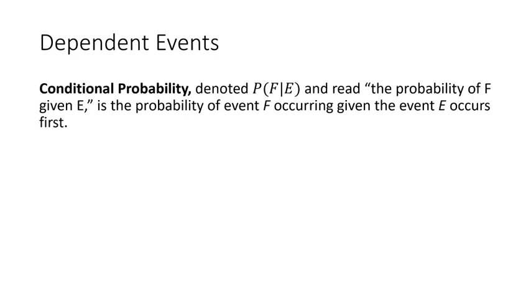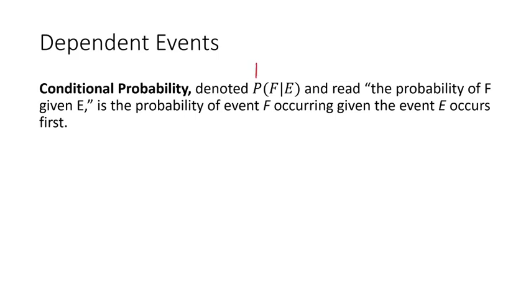Hey everybody, welcome back to our third video for lesson 2.2. We're going to continue the conversation of independent and dependent events. So if I'm dependent, that means something has already happened and I'm going to be impacted by it. This second event is going to be different because something already occurred. And that's called a conditional probability.